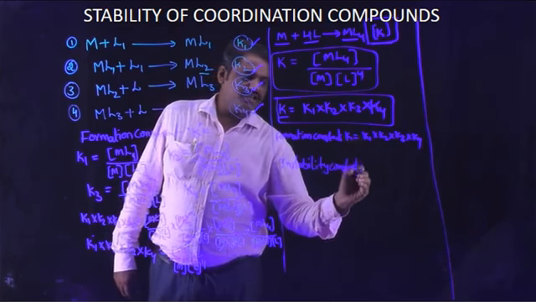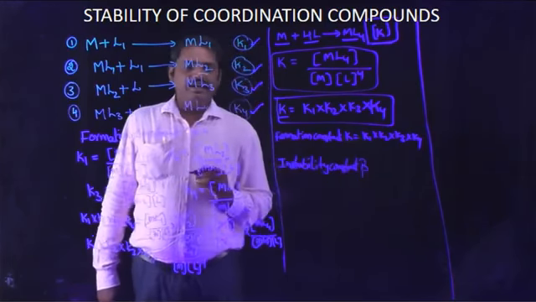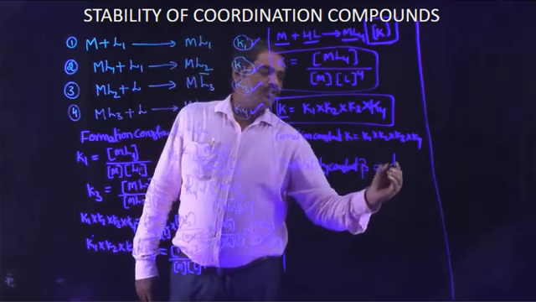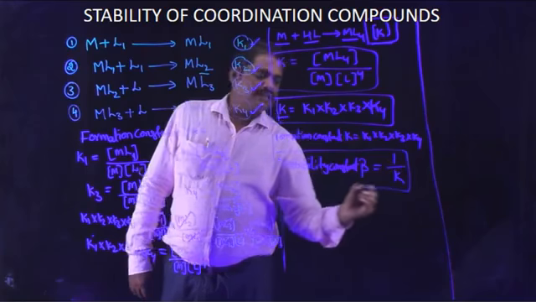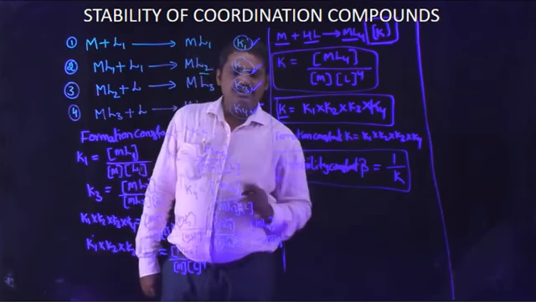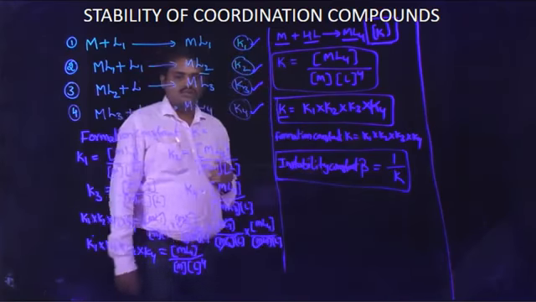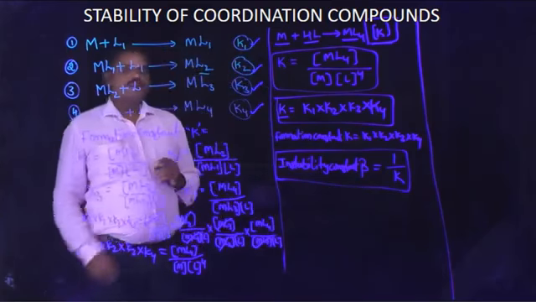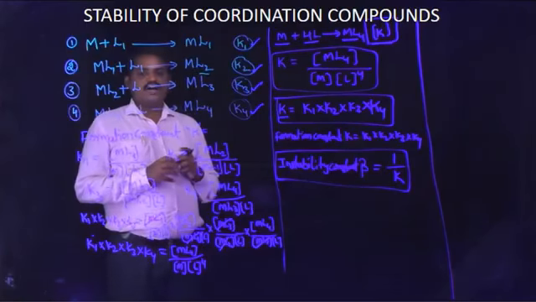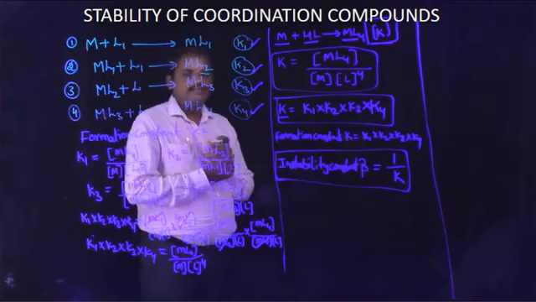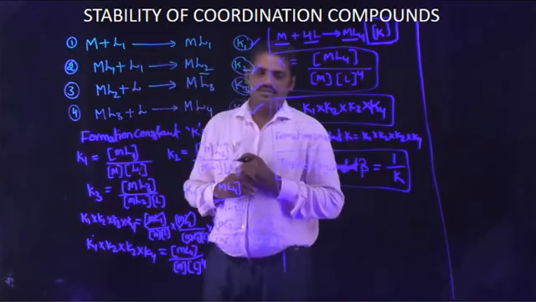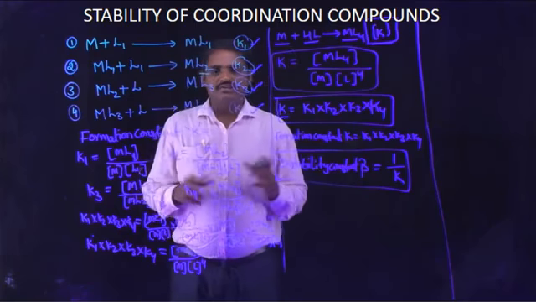Instability constant. It is expressed as beta. Beta is equal to 1 by K. So the given complex instability constant beta is equal to 1 by K. So these two expressions explain the stability of the coordination compound by using mathematical notation and derivation.